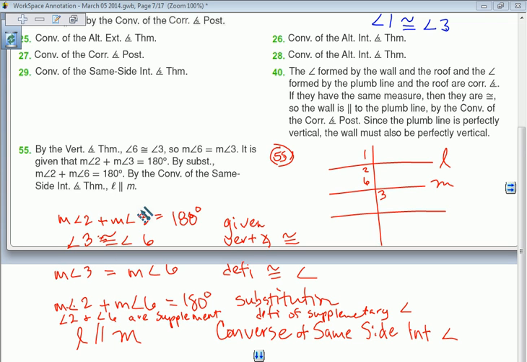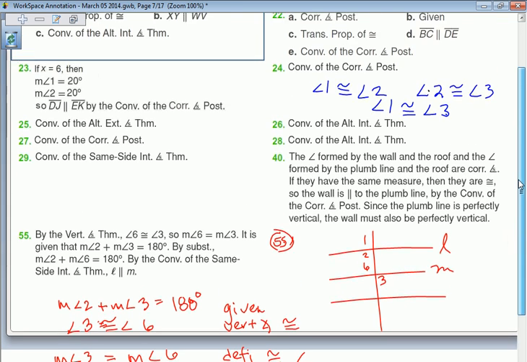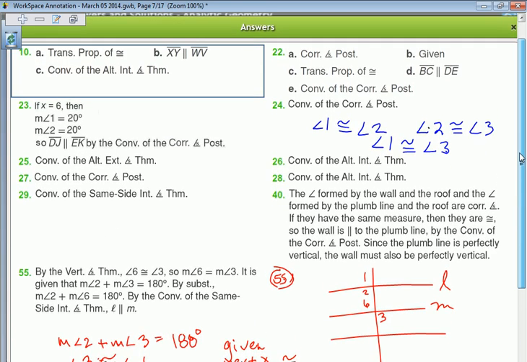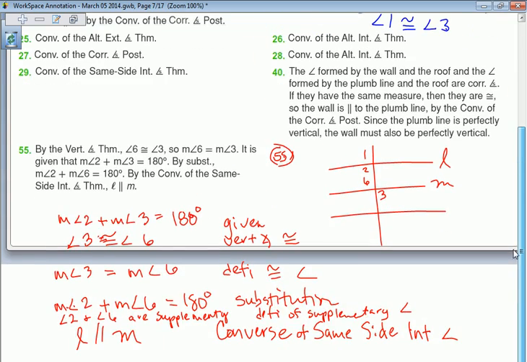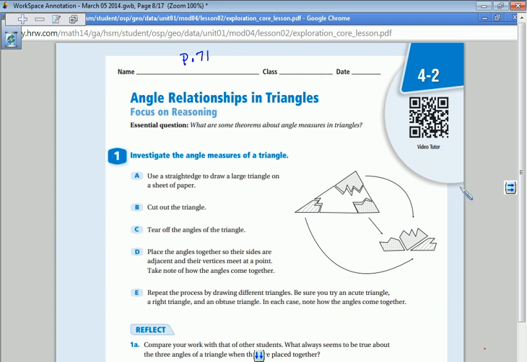Because what can I substitute in for angle 3? I can substitute in angle 6. And then I would probably say that angle 2 and angle 6 are supplementary. Now, the answer key doesn't say that, but I probably would add that little statement right here, that angle 2 and angle 6 are supplementary, definition of supplementary angles. Therefore, line L is parallel to line M by the converse of the same side interior angle theorem. Okay? Any other questions you had about your homework? No? Fabulous. All right.